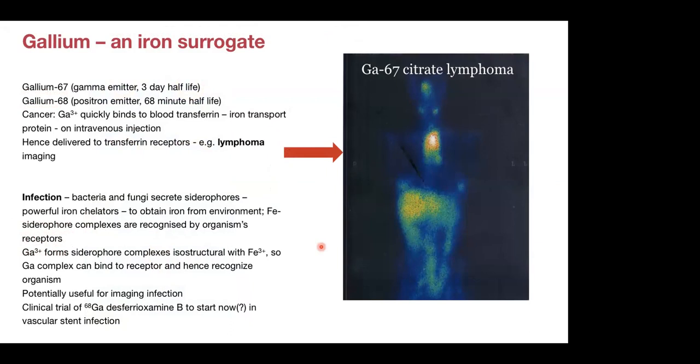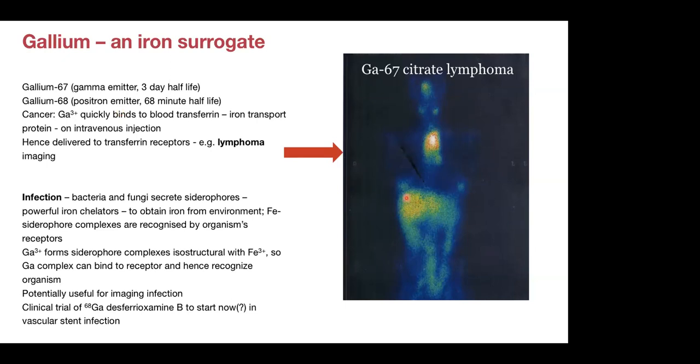Gallium-67 and gallium-68 are both useful radionuclides in nuclear medicine. The old application of gallium-67, which has been around for 40 years now, is in imaging lymphoma. And this works because when gallium citrate or any gallium salt is injected into blood, it quickly binds to the iron binding site of transferrin and is delivered to transferrin receptors. In tissues like lymphoma, where there is increased transferrin receptor expression, we see uptake, and this is diagnostic of lymphoma.